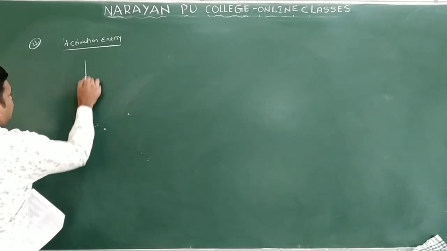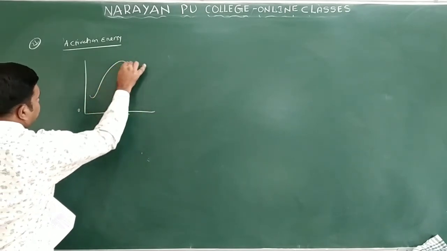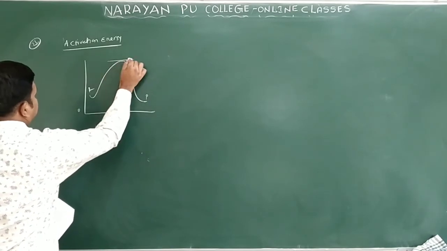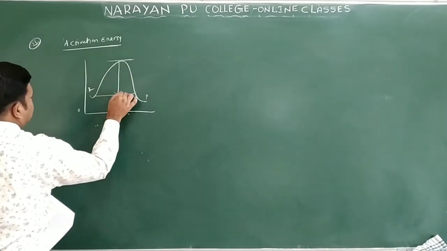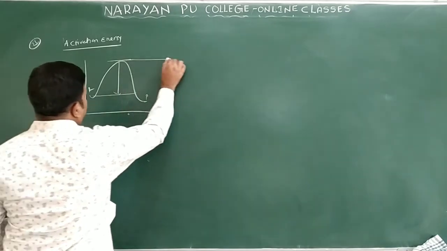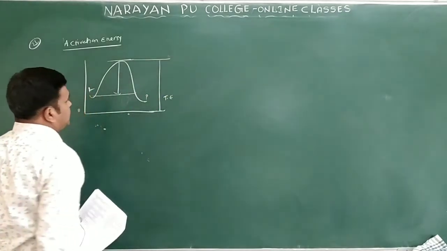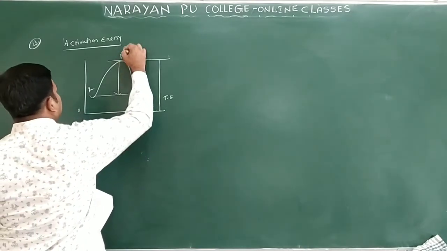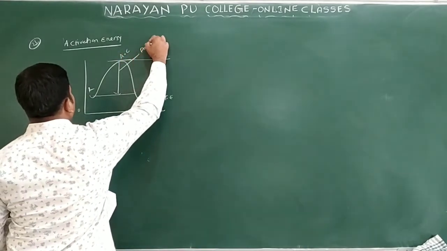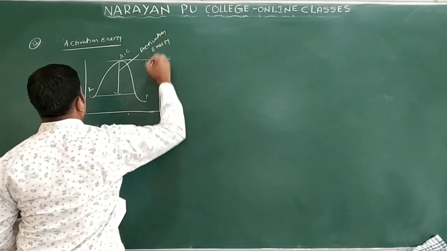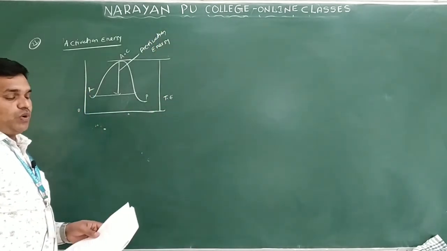If you see this conversion of reactant molecules into products, this is the reactant, this is the product, and this is the activated complex. This is the activation energy for the reaction. If you extend up to here, this is the threshold energy. So this is the activated complex, and this is the activation energy. What is activation energy?